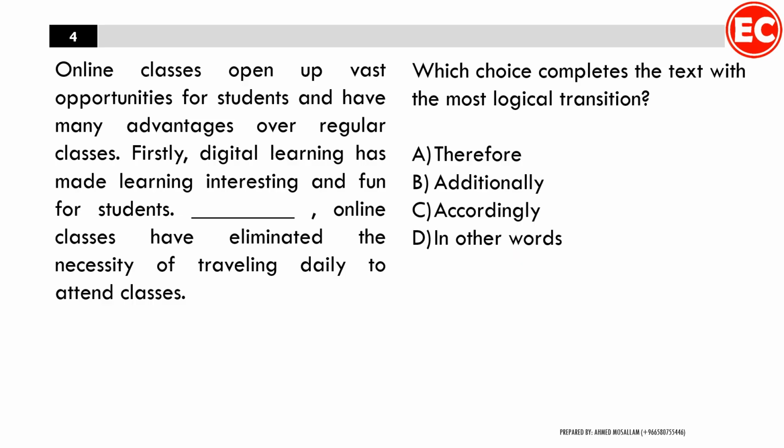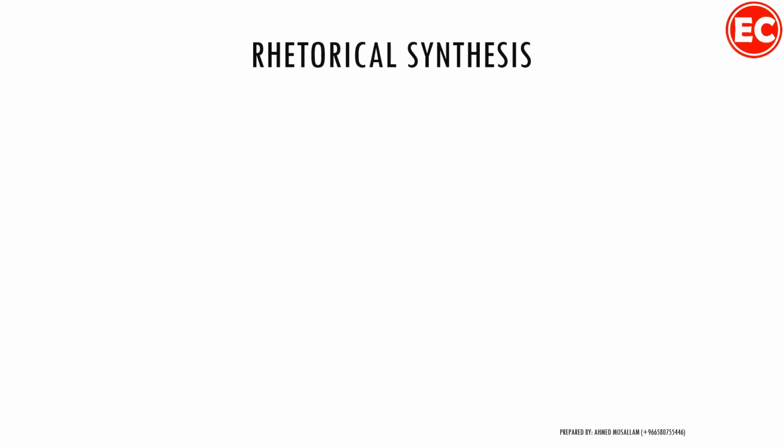Pause the video, try to answer before you go on. Yeah, it's going to be additionally. Okay, therefore and accordingly are the same, that's why they are eliminated, so it will be easy for you to see these two other options, B and D, additionally and in other words. Okay, this is the section for transitions.